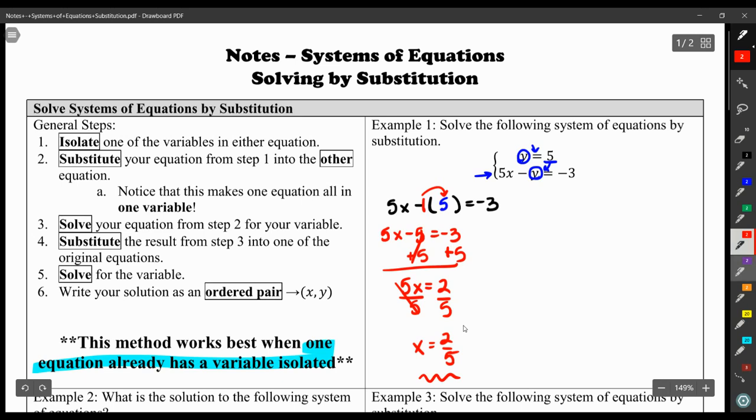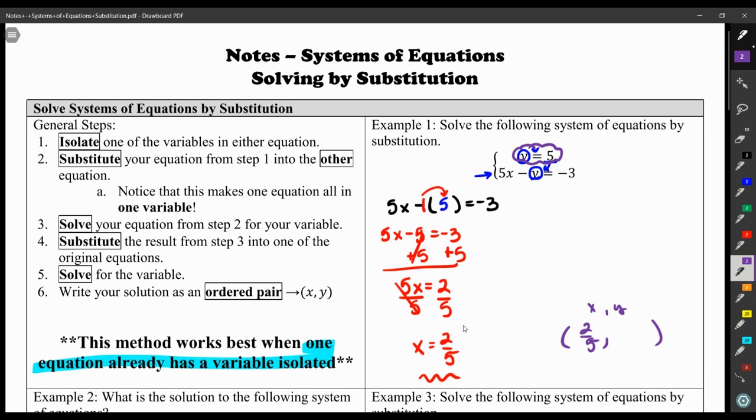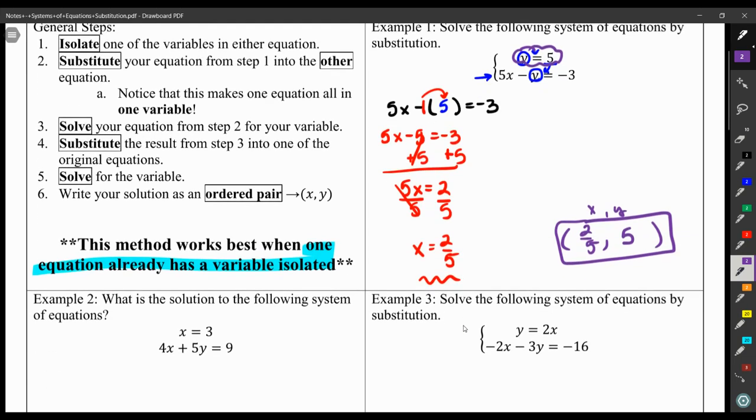Now, you're supposed to write the answer as a coordinate point, x comma y. Well, we have the x is 2/5. We just found that. And we have the y from the very beginning of the problem. It said that y was equal to 5. So we can go ahead and plug that in for the y coordinate. And we have finished solving this system with substitution. So I want you to pause the video and try example number 2.